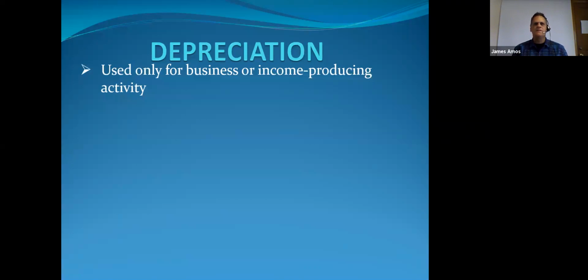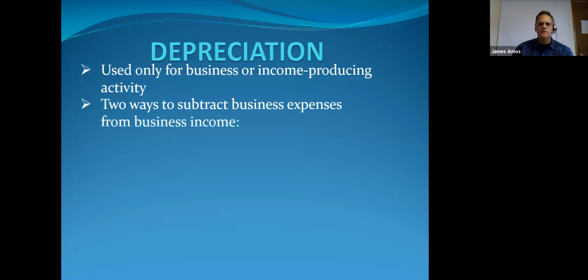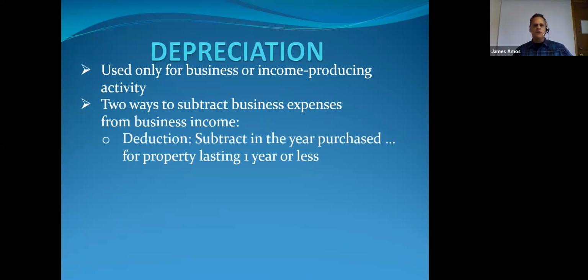One is actually a business. Another one's just you're kind of investing in something to bring a little income in, but it's not a business you're really running. Okay. So there are two ways to subtract business expenses from business income. So right now we're talking about business income and business expenses. When you have business income, you also normally will have expenses that go with it. The first way is called a deduction. That's when you subtract it in the year that's purchased.